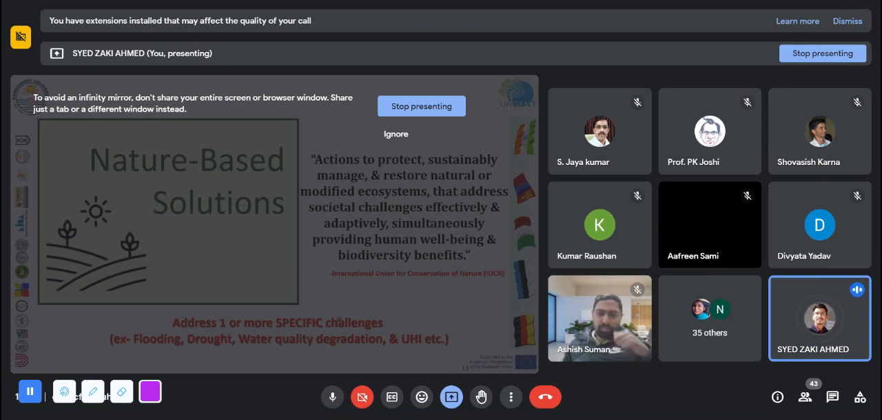And the thing is, nature based solutions are challenge specific. It is not that one nature based solution will be incorporated into different kinds of natural calamities or problems arising in society. They are used to address one or more specific challenges. For example, we can use nature based solutions for flooding, drought, water quality degradation, urban heat island, etc. So these are specific challenges and we need specific nature based solutions.